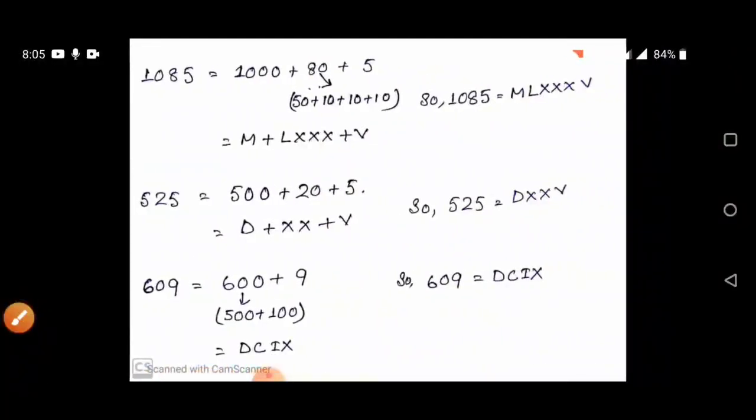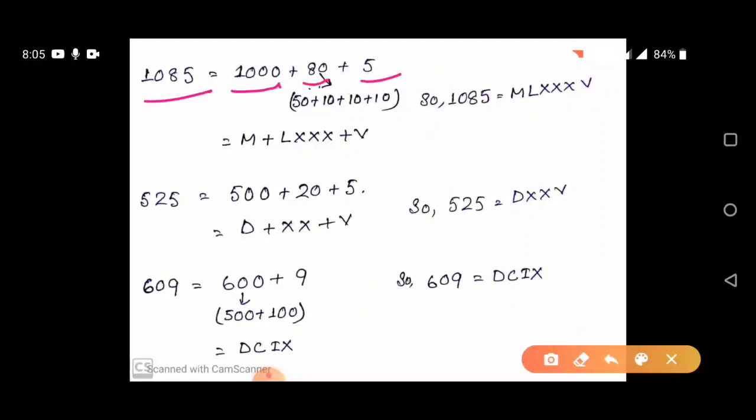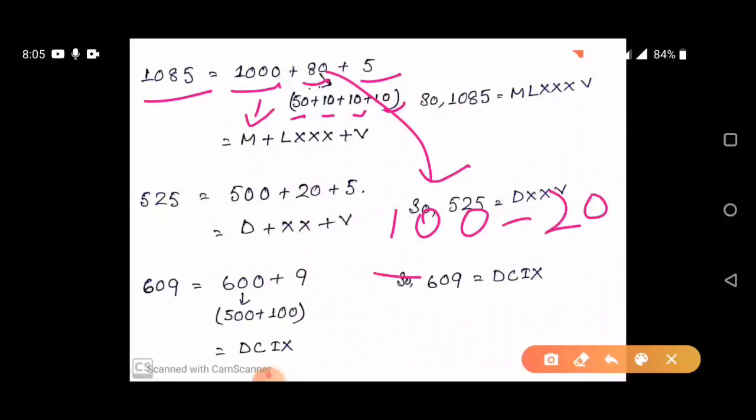The next number is 1085. For 1085 we have to write 1000 plus 80 plus 5. So 1000 is M. 80 can be written as 50 plus 10 plus 10 plus 10. 80 cannot be written as 100 minus 20. This is wrong. We have to write 50 plus 10 plus 10 plus 10.